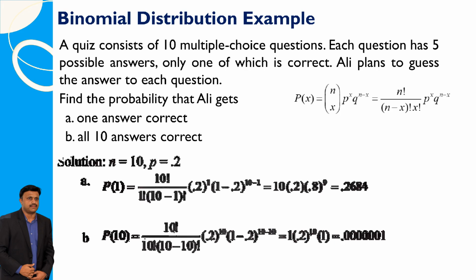In a quiz with 10 multiple choice questions, each having 5 possible answers with only one correct, Ali guesses on each question. The probability of Ali getting exactly one answer correct is 0.2684 and the probability of getting all 10 answers correct is 0.00000001. Both answers are calculated using the binomial distribution formula.